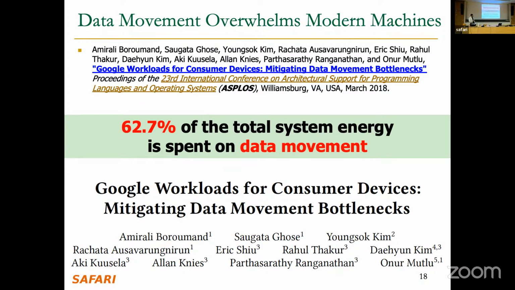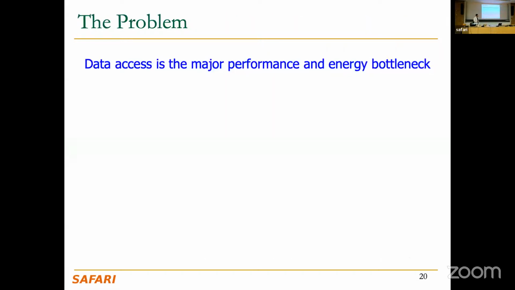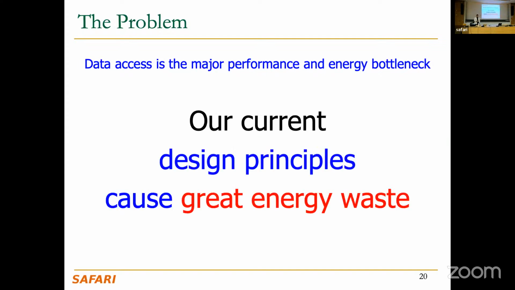So over here, almost around 60% of the total energy of the system was spent only moving data. And if you look at accelerators, so this is for edge TPU accelerators for neural network inference in Google, the same problem happens. More than 90% of the total system energy was spent on moving data across this accelerator. So the problem that you have then is that data is creating this performance and energy bottleneck in the system.